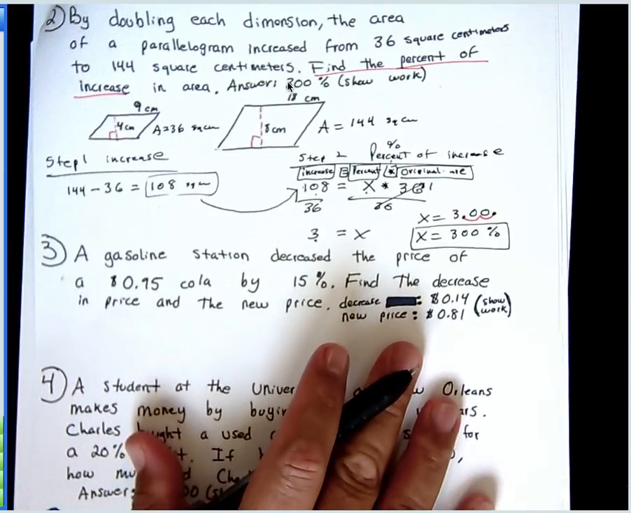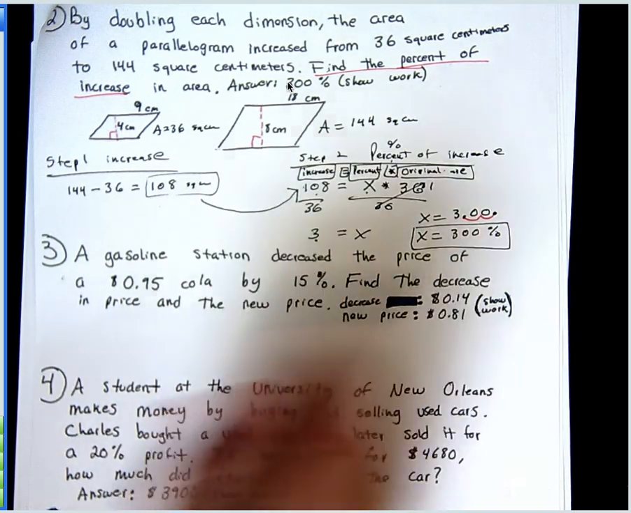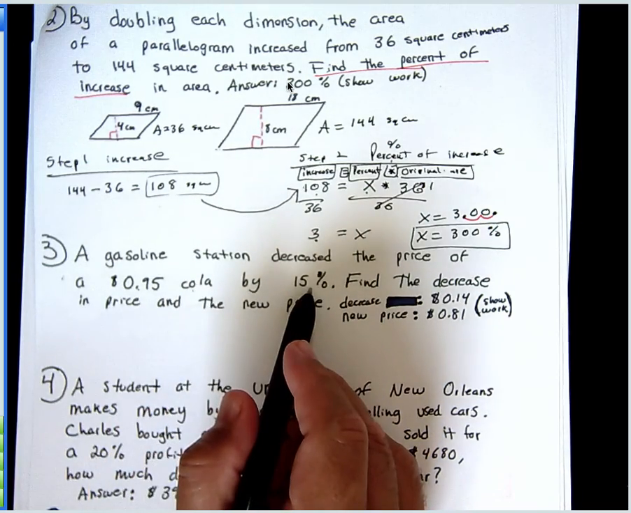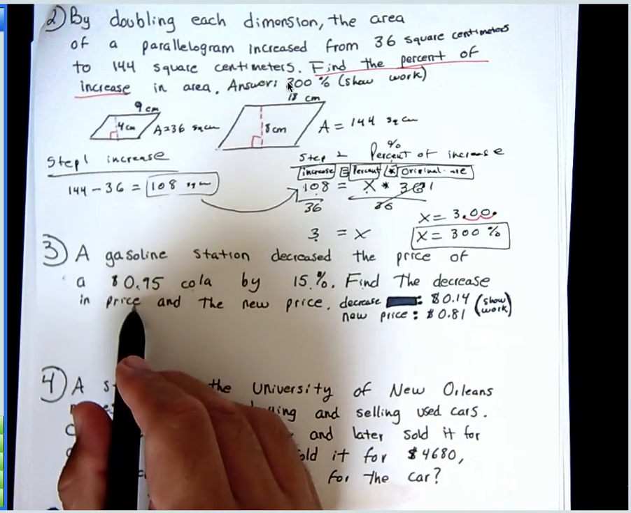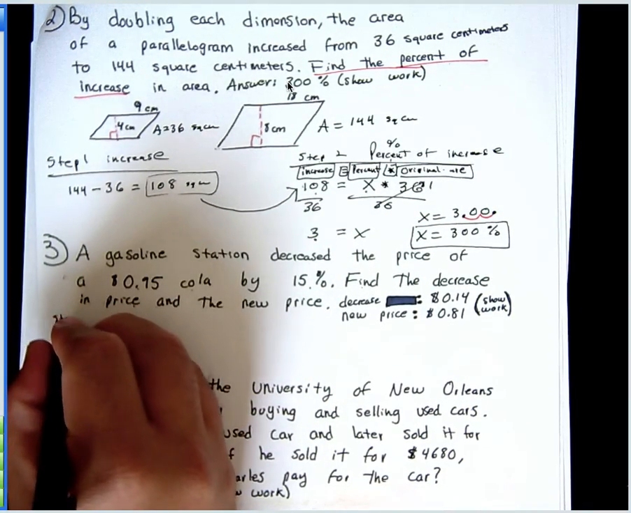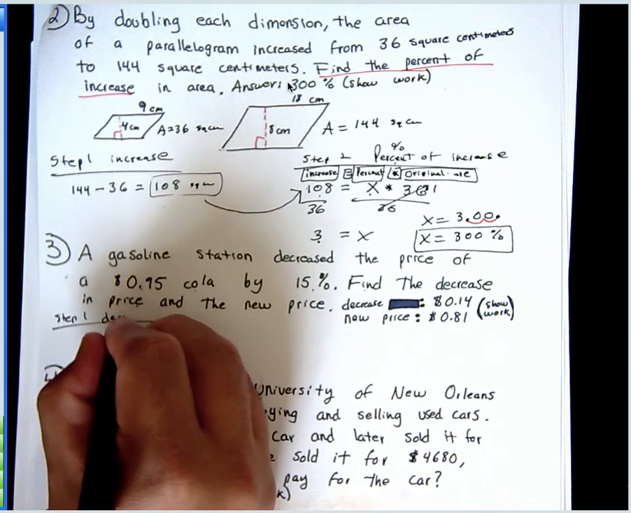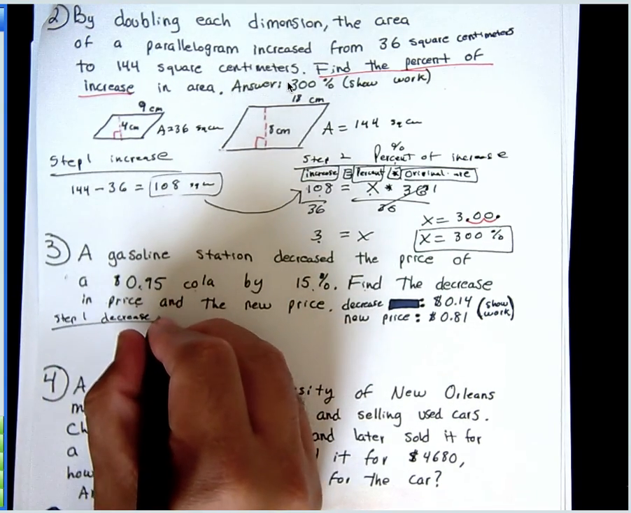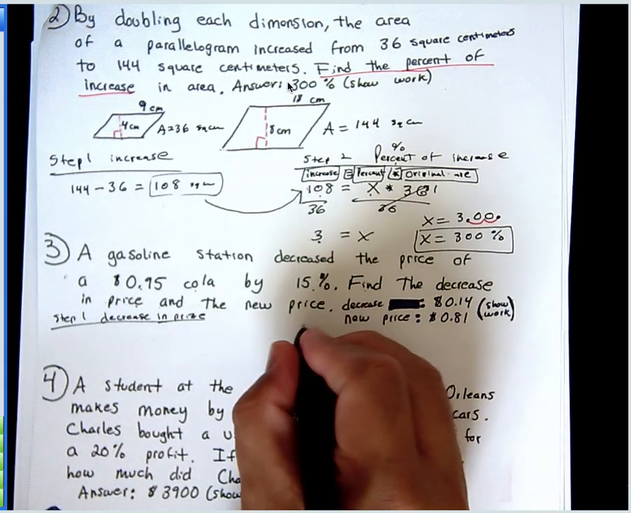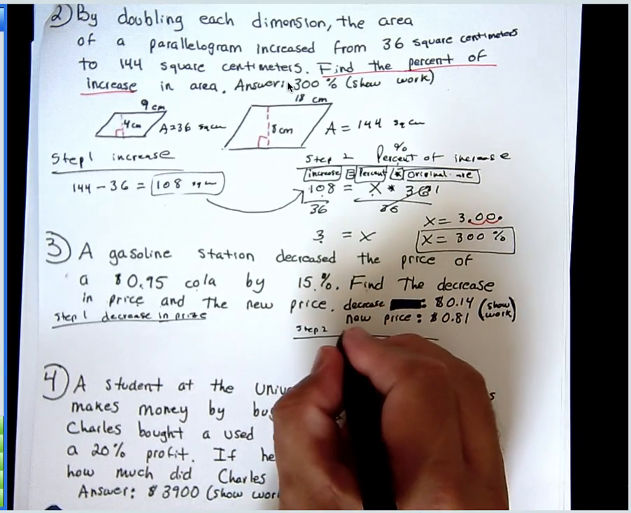Let's go to 3. A gasoline station decreased the price of a 95-cent cola by 15%. Find the decrease in price and the new price. So this one is going to have 2 steps. So step 1, decrease in price. That's what they want. And step 2, they want the new price.